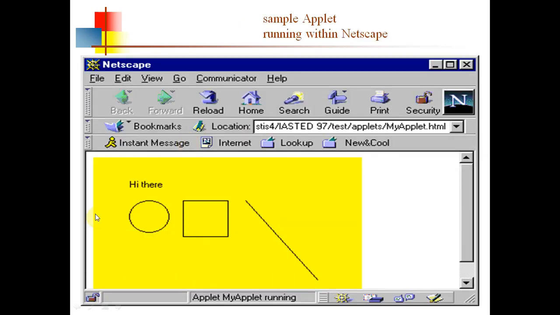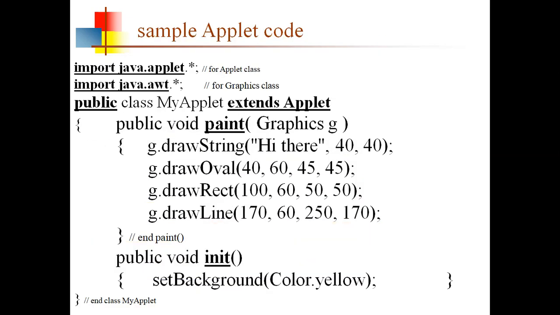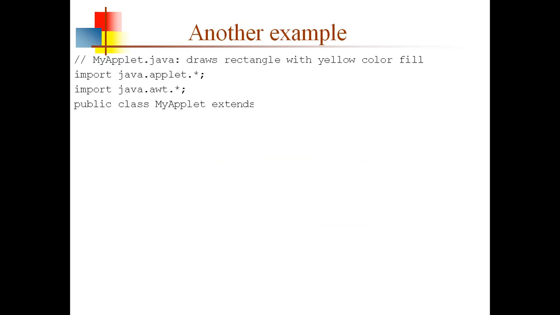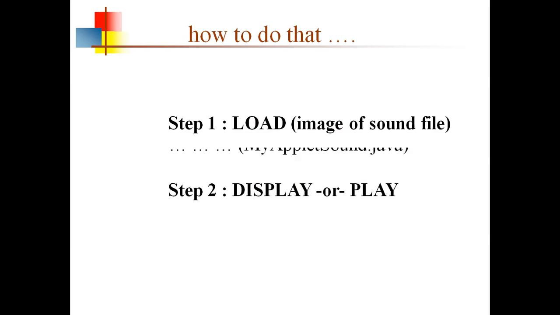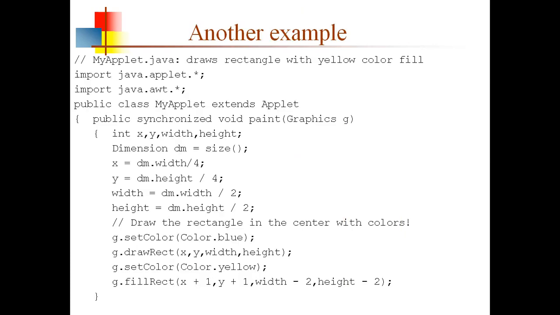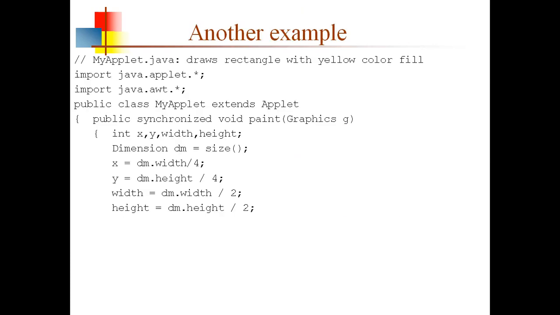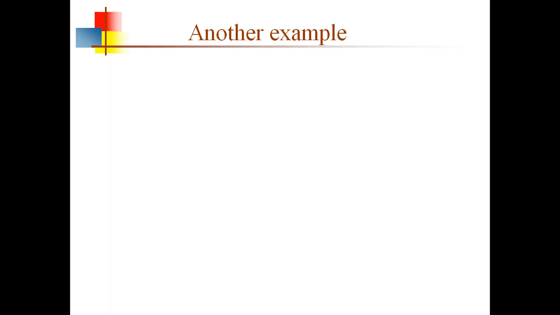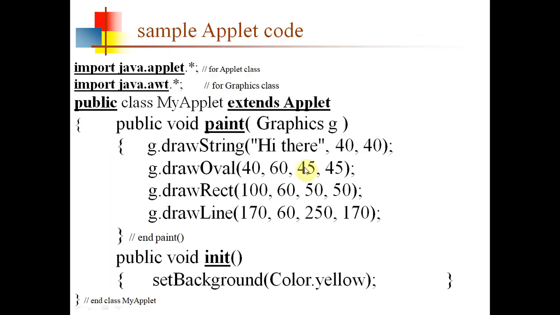Inside the paint method we have printed "hi there" at the 40, 40 position. You can see here the position has been changed: 40 coordinate of x, 40 coordinate of y. So we have changed the coordinates over here. Now we have written here g.drawOval.